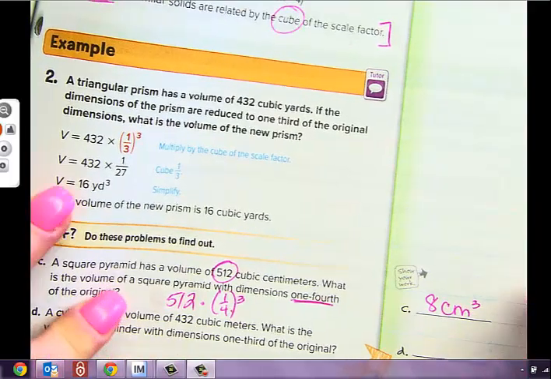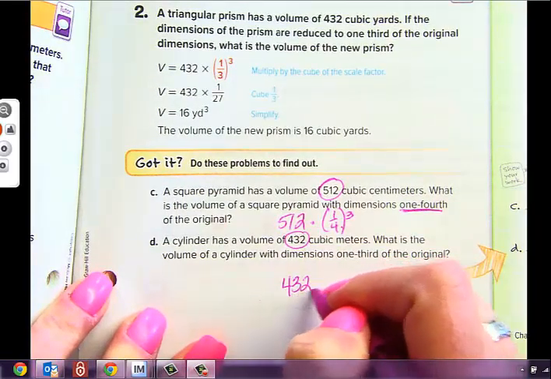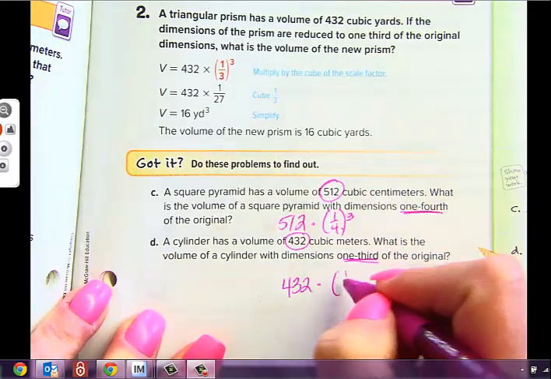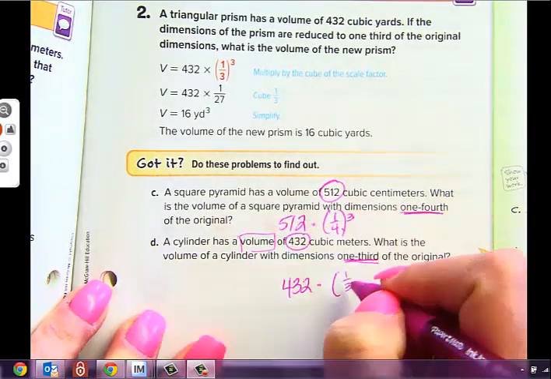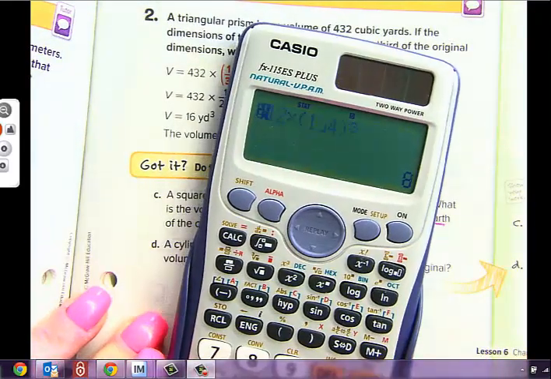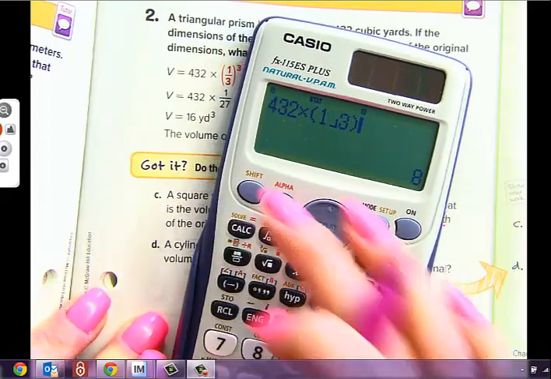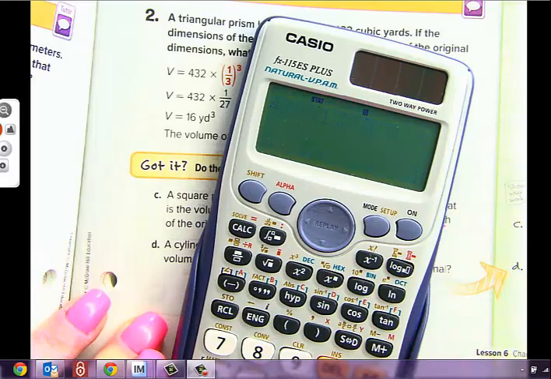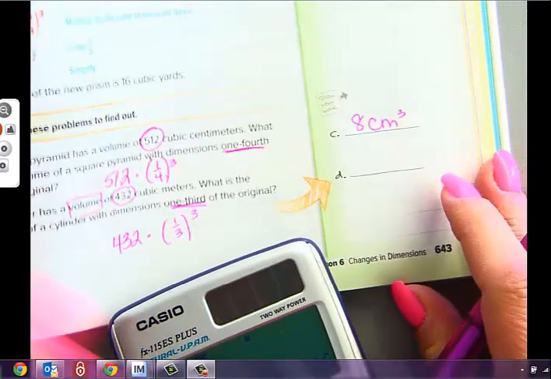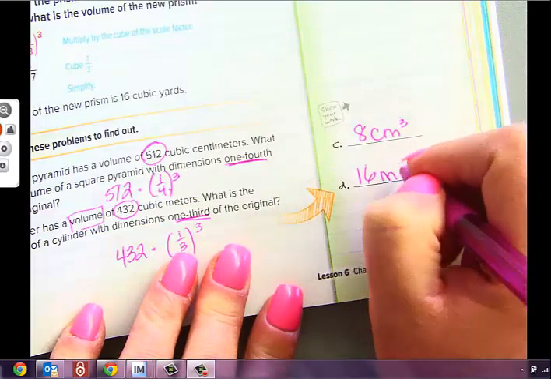Okay, let's do the last one. Here's my number, so I know I'm going to be taking 432 times something. I want to find my scale factor. My scale factor is 1/3, and because we're talking about volume, I know I'm going to cube my scale factor. So I have 432 times 1/3 cubed. My answer is 16, and my measurements were meters, cubed because it's volume.